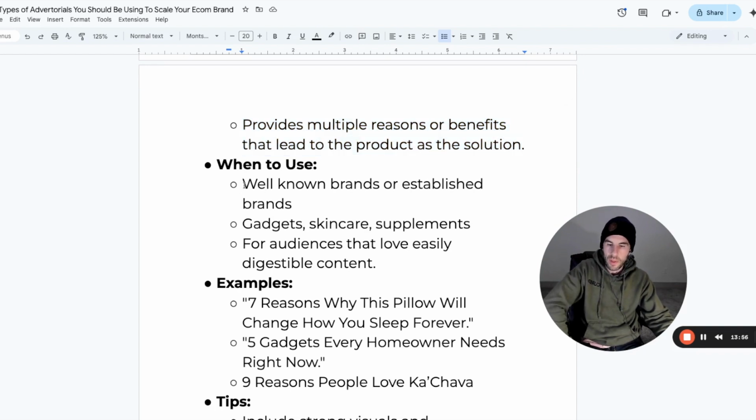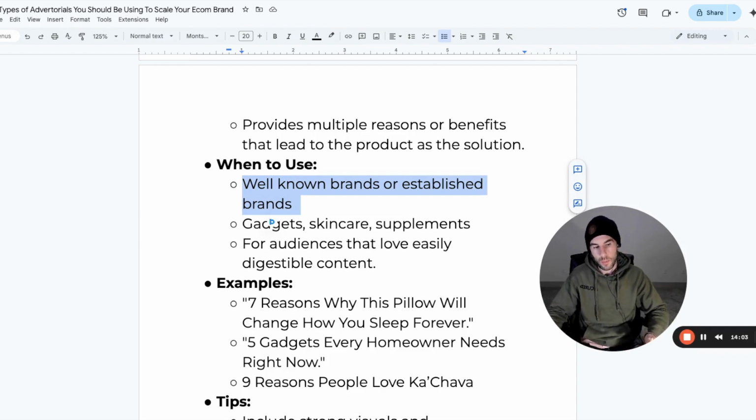Typically, these are going to be best for well-known or established brands. Like I mentioned, advertorials move people up the ladder. I feel like listicles are great for well-known or established brands because it is probably going to be the last thing that pushes somebody over the edge to buy if they've already seen multiple other pieces of content or multiple other elements of marketing from that brand.